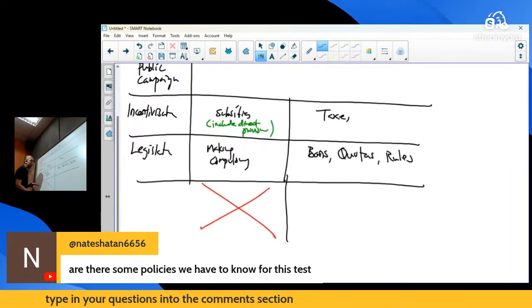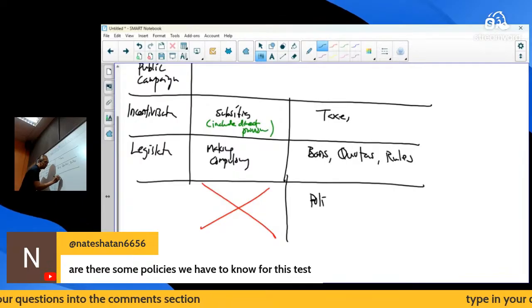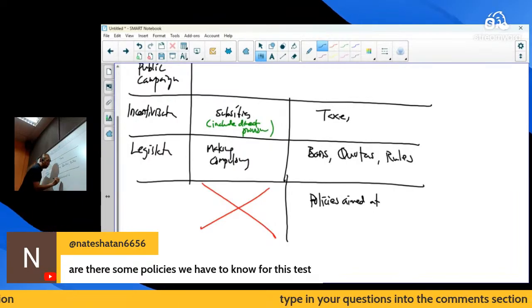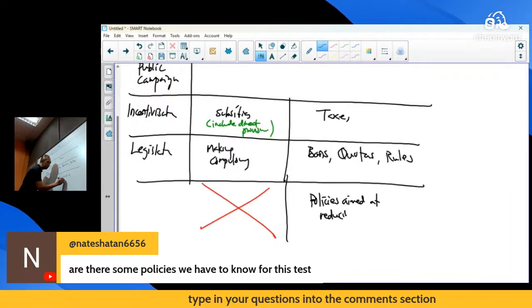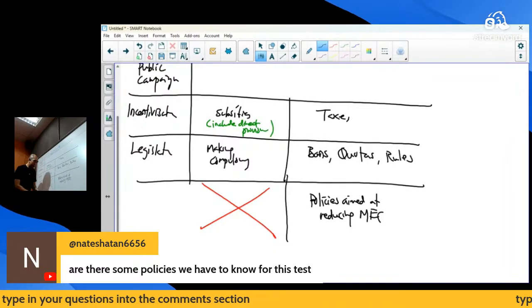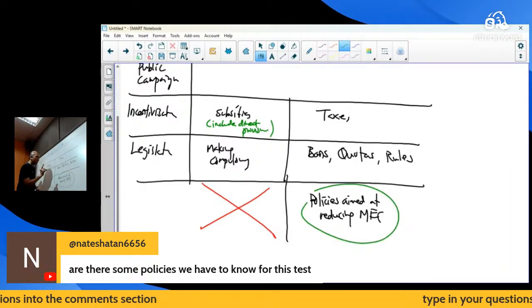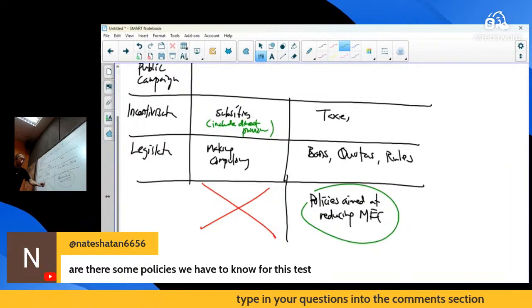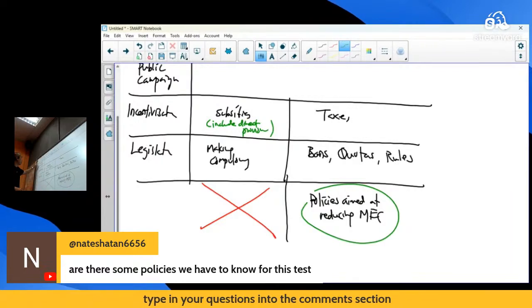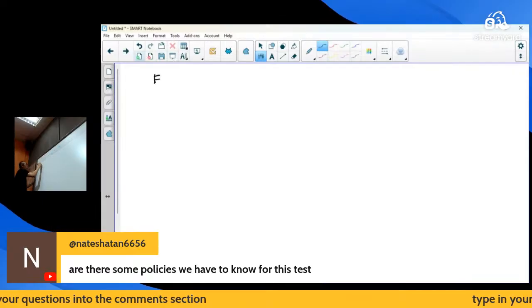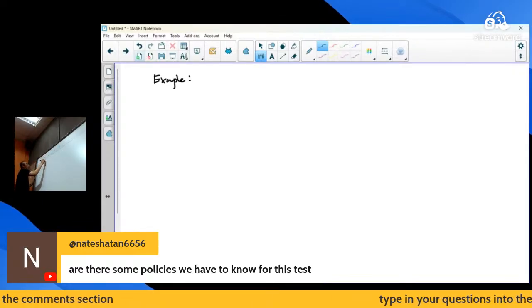The special class is policies aimed at reducing MEC. Okay, this one is rather interesting, so I'm going to spend a little time talking about this. Policies aimed at reducing MEC only apply to negative externality, not for positive externality. So let's look at an example. The example is, let's say, traffic congestion.